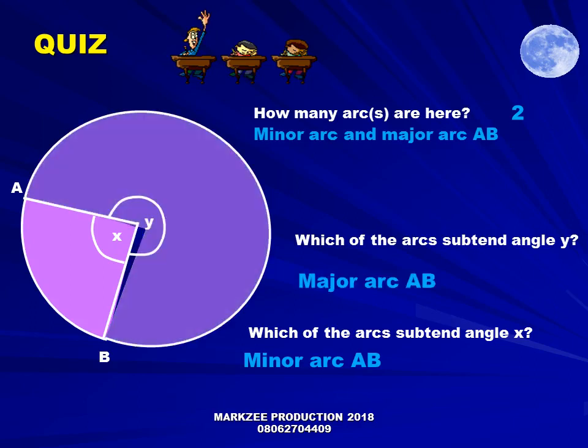The major arc AB. So it's good, you must know this distinction, because it's going to be very helpful. You must know the difference between a minor arc, the angle subtended by a minor arc, and the angle subtended by a major arc. Y was subtended by the major arc inwardly.